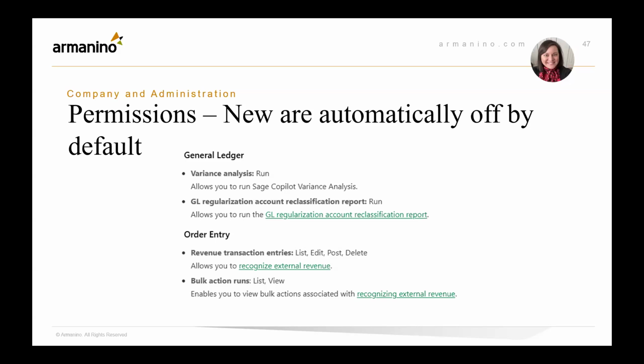Anyone who is uploading, importing, synchronizing from another billing program, this is huge to be able to kick off those revenue recognition templates automatically, instead of having to do that by some sort of manual process. We've done some things with smart rules and whatnot, but in any event, to me, the feature being built into the product is the best bet. Bulk action runs list view enables you to view your bulk actions associated with recognizing external revenue.